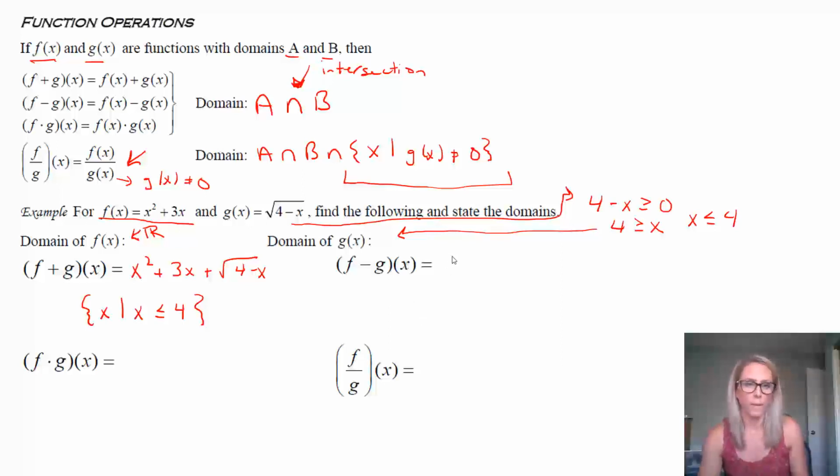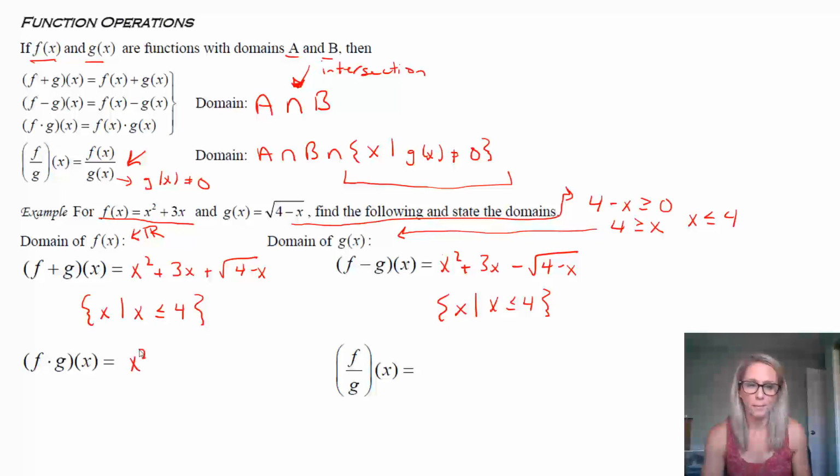But if you take f minus g, not surprising, it's just going to look like f of x subtract g of x right here, and that's going to be all x such that x is less than or equal to 4, because all of those are the same from the top there. The domain is the same for all 3 of them. Even multiplying them together, I don't want you to do a lot of work here. You might think you need to, but I just want you to take a look at it.